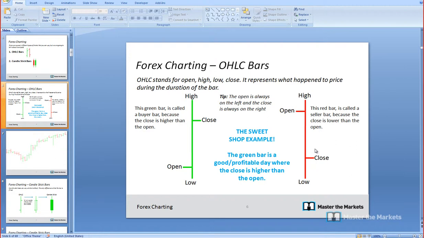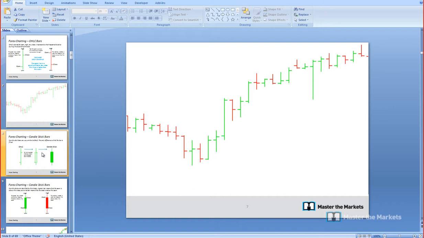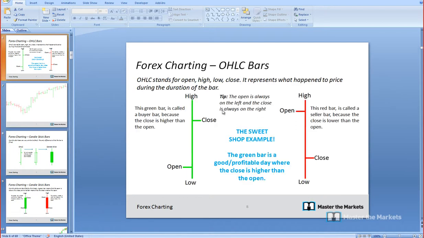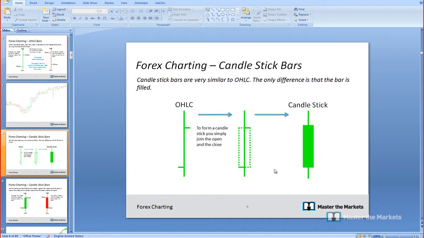That means the sweet shop closed lower than the open. Then candlestick, nothing different. The same concept, just that the open and close is made into a body, and then you get a candle. Now the only way to find out whether the close was higher than the open or the close was lower than the open is by looking at the color of the bar or the candlestick. Am I right to say that? That's right.